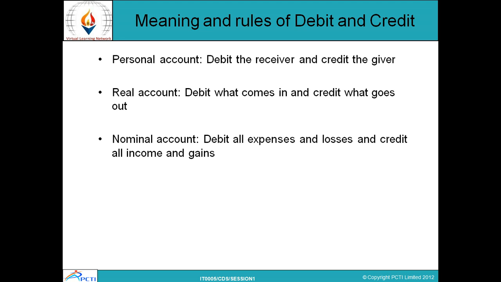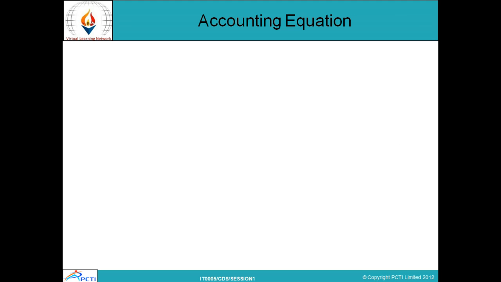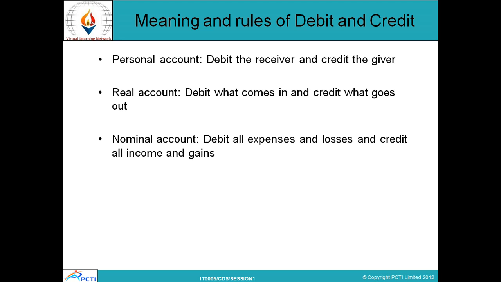So let's remember the rules. Personal account, debit the receiver and credit the giver. Real account, debit what comes in, credit what goes out. Nominal account, debit all expenses and losses and credit all income and gains. Very important rule and very important principle for those three accounts. But before we move further, let's take an example to understand.